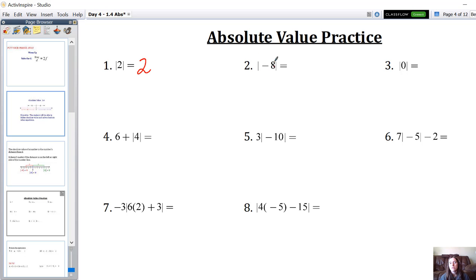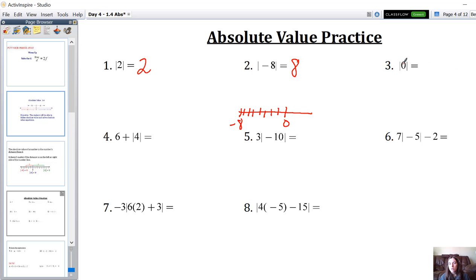How many units away from 0 is negative 8? Now here we're dealing with a negative number, but our answer is not going to be negative. It's just a number of units away from 0. So if we were to draw a number line, we say, okay, here's 0, and we went to the left 8. That means we went to the left 8 units, so we are 8 units away from 0, so the absolute value of negative 8 is 8.